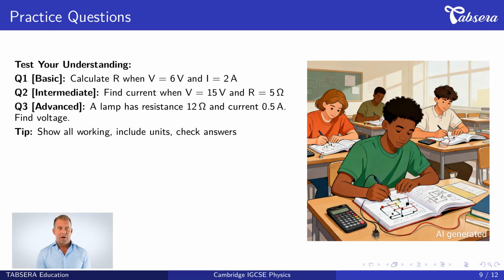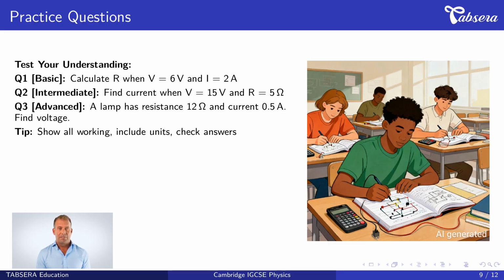Now practice what you've learned with these 3 questions. Question 1 is basic level. It asks, calculate R when V equals 6 volts and I equals 2 amperes. Use the formula R equals V divided by I. Question 2 is intermediate. It states, find current when V equals 15 volts and R equals 5 ohms. This requires you to rearrange the formula to I equals V divided by R.